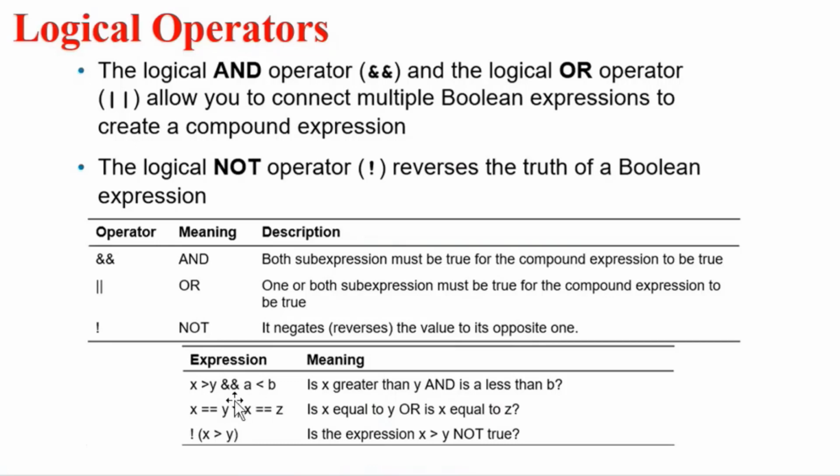Here's a better expression. X is greater than Y and A is less than B. If A is greater than Y and A is less than B, they're going to have to be true in order to be there. The or is X is set equal to Y, or X is set equal to Z. So if X is set equal to either one of these things, it's going to be true and it'll go forward. But X is greater than Y, not. So we're saying if X is greater than Y, which is a true statement, then it's a false statement. It's going to reverse the condition there.